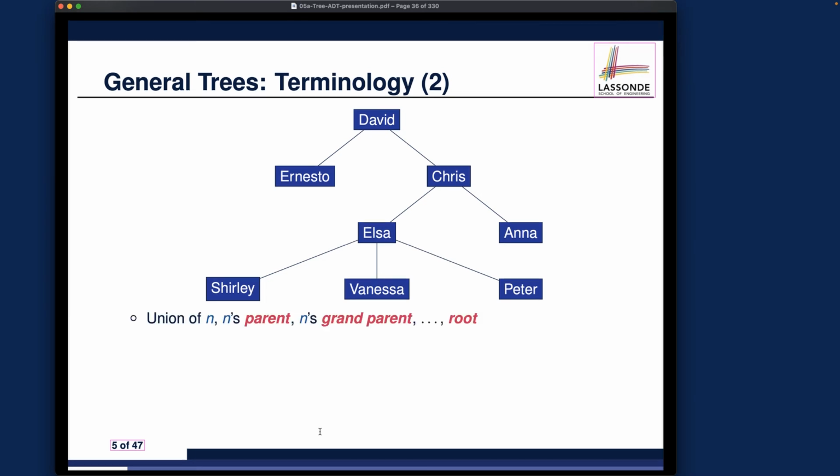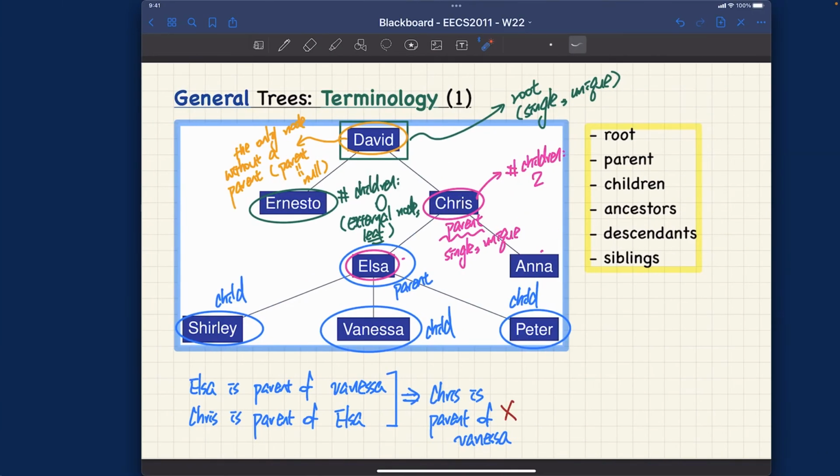We also talk about, for a particular node n, we're going to start by unioning. We can take the union of n itself, and also the parent of n, and also n's parent's parent, and also n's parent's parent's parent, all the way until the root. So what does that mean? These we will collectively call the ancestor for n. It's rather easy. Let's see.